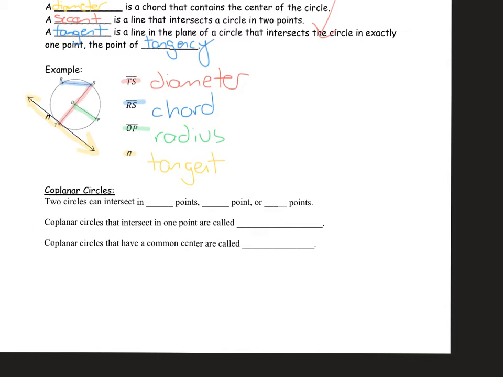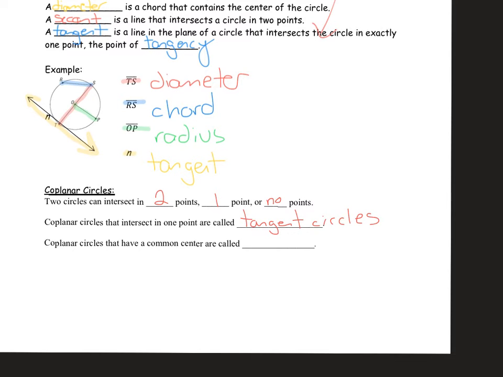Hopefully you remember what the term coplanar means. Coplanar, remember, means together on the same plane. Co means together and planar means on a plane. So together on the same plane. So two circles can intersect in 2 points, 1 point, or no points. Coplanar circles that intersect in 1 point are called tangent circles, just like a tangent touches the circle or intersects the circle in exactly 1 point.